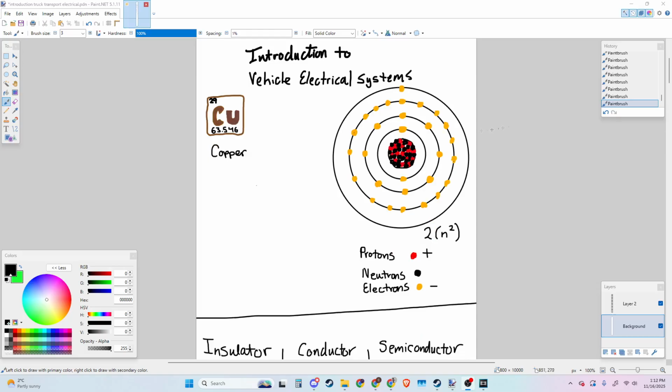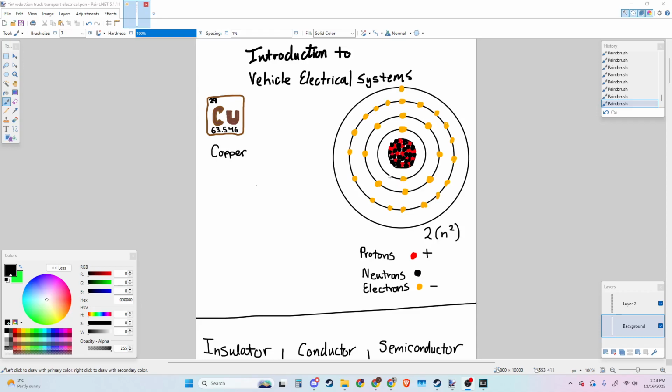I do want to also point out how many electrons are held in each band. The first band can only hold a maximum of 2 electrons. The second band can hold a maximum of 8 electrons. The third band can hold a maximum of 18 electrons, and so on and so forth. And the amount of electrons in the valence shell determines if it's a good conductor, a semiconductor, or an insulator.